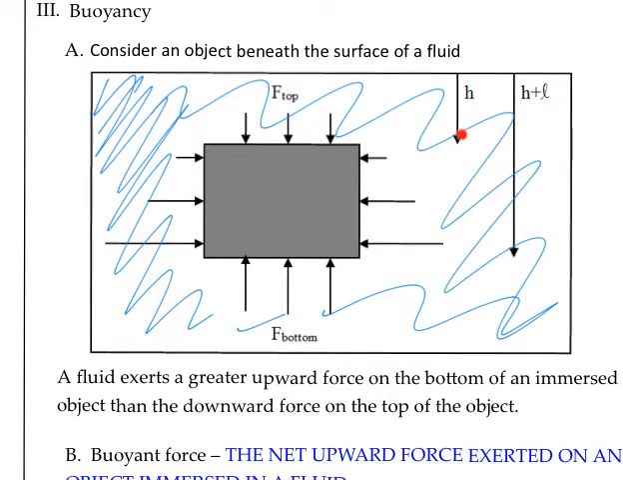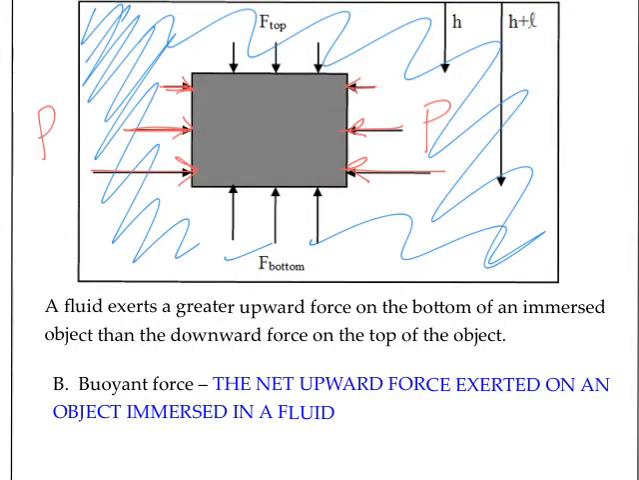So the top of the object is a certain height, and then we also have the length of that box to add to it. So the bottom of the box is actually deeper under the surface than the top is. Now these side-to-side arrows represent the pressure. Notice that from side to side, they're the same size, but as we go deeper underneath the surface, that pressure is growing. So the further you are underneath the surface of a fluid, the more pressure there's going to be.